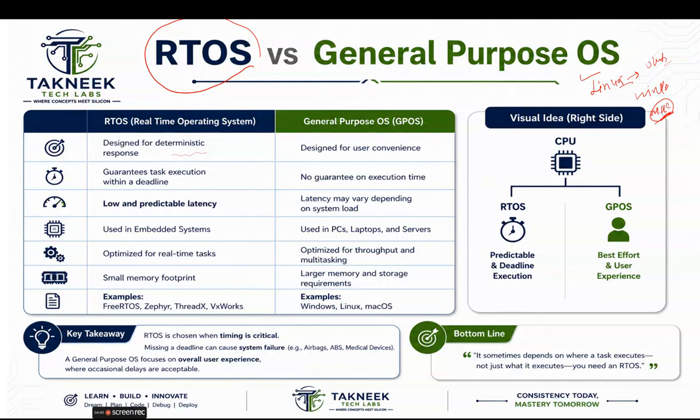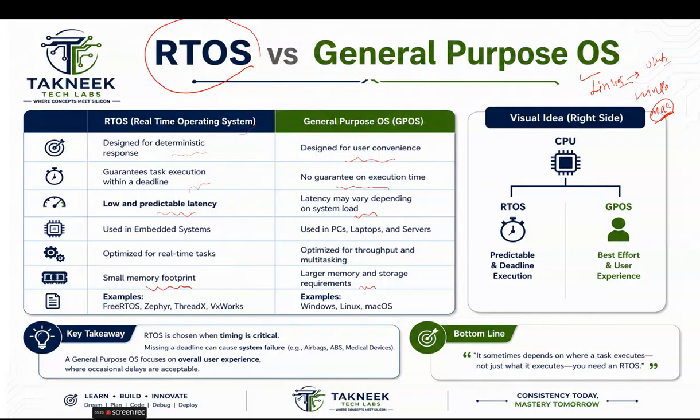So RTOS are designed for a deterministic response. We have just gone through what we mean by deterministic response. A general purpose OS is designed for user convenience. With an RTOS, there is guaranteed task execution within a deadline. With a general purpose OS, there is no guaranteed execution time, so latency can sometimes be high, while an RTOS has low, predictable latency. An RTOS also has a smaller memory footprint, whereas an OS has a larger one. By memory footprint, I mean how much memory it consumes: a general OS consumes more, while an RTOS consumes less.